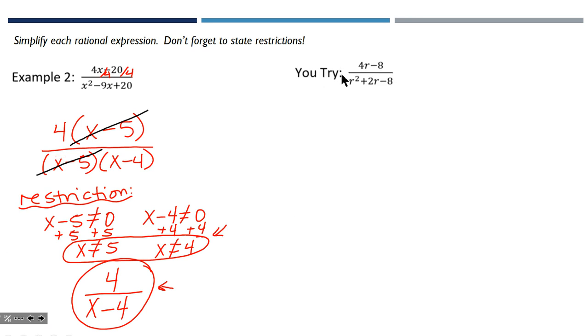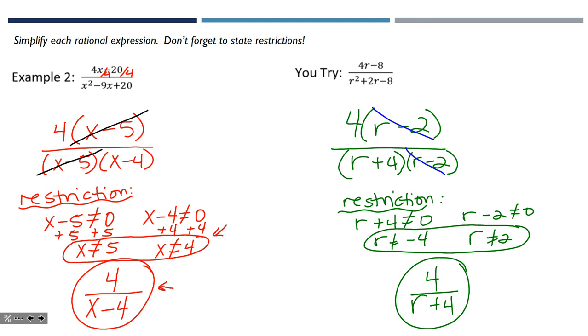Here's another you try problem. Pause the video, try this, factor the top, factor the bottom, state your restrictions, and cancel common factors. When you unpause, you can check your answers. All right, guys, so check your answers here. Notice we factored greatest common factor, quadratic trinomial. We stated our restriction. I circled that because remember, that's a part of your answer. And then after I reduce or cancel my common factors, this is what I have left.